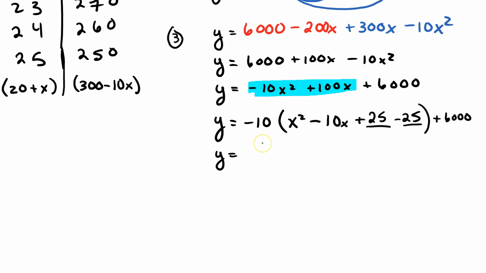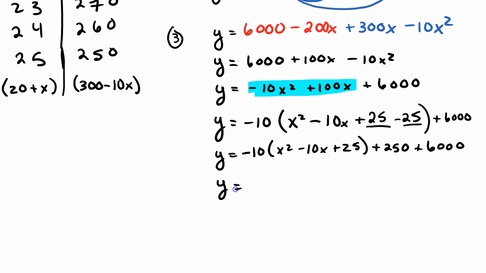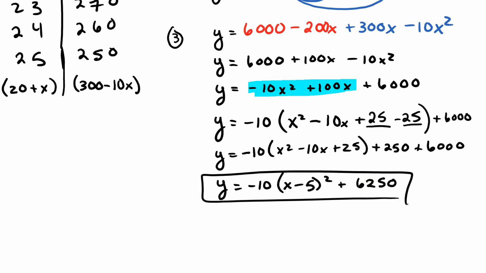Y equals, and I'm going to take this extra step, negative 10 times x squared minus 10x plus 25 for our perfect square trinomial. And then we have to go negative 10 times negative 25, which is going to be positive 250 plus 6,000. So y equals negative 10, and then to factor this, x minus 5 squared plus 6,250. So we're done.